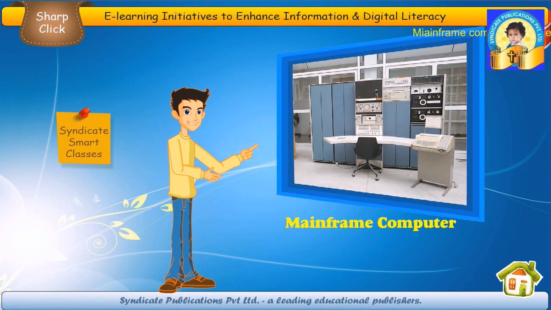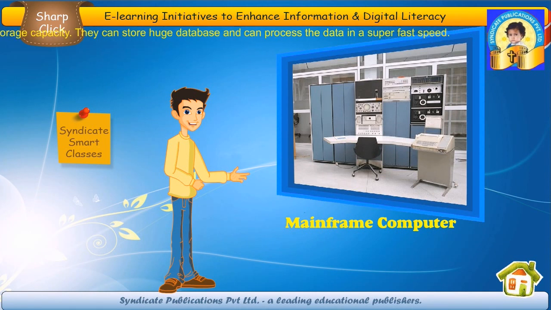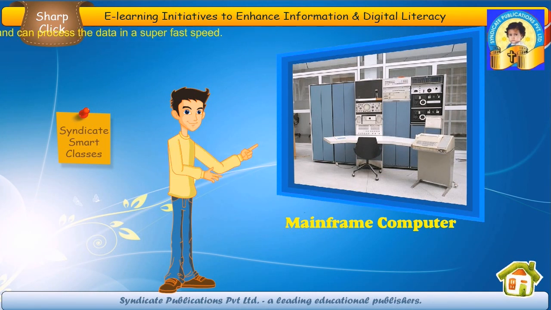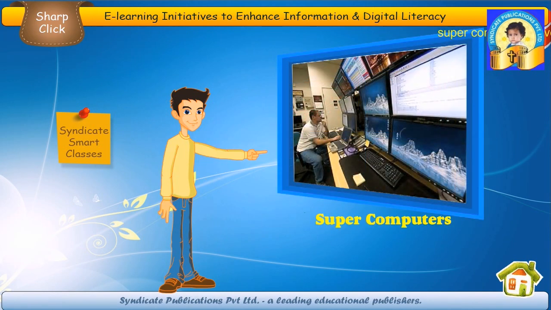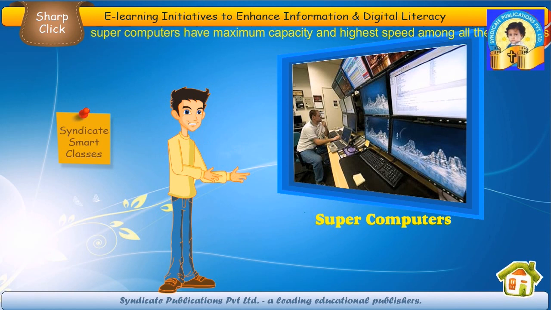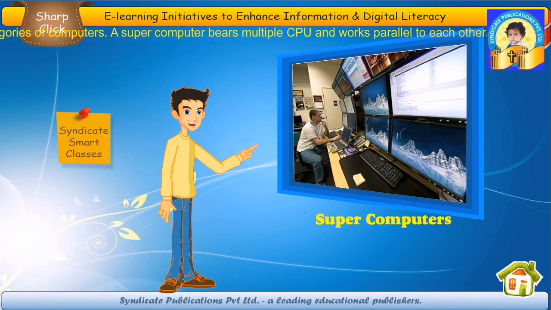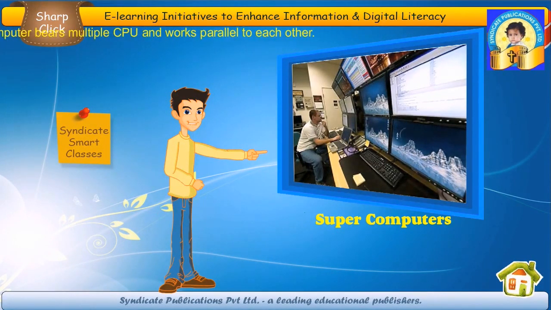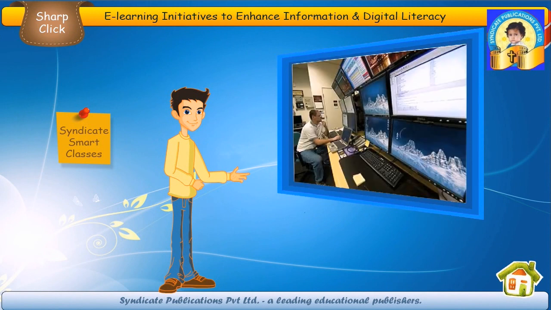Mainframe computer. Mainframe computer is large computer having bigger storage capacity. They can store huge database and can process the data in a super fast speed. Supercomputers. Supercomputers have maximum capacity and highest speed among all the categories of computers. A supercomputer bears multiple CPUs and work parallel to each other. The supercomputers are used in the space, surveillance and research field.